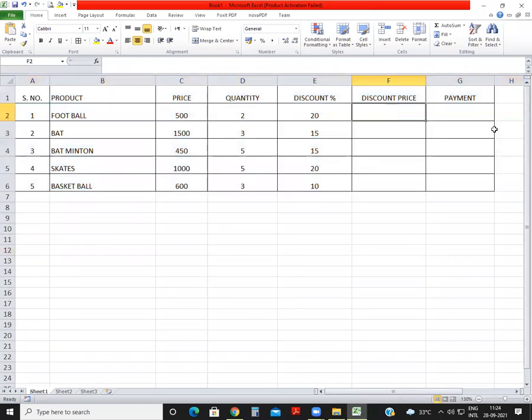Now it looks good. Now we have to apply the formula for the discount price. Suppose we are going to purchase a football. The price of one football is 500. If we purchase two footballs, the price equals 500 plus 500, so it will be 1000. Now he's giving a 20% discount also. 20% of what? 1000 multiplied by 20% means 200 rupees discount. This 200 is the discount value.